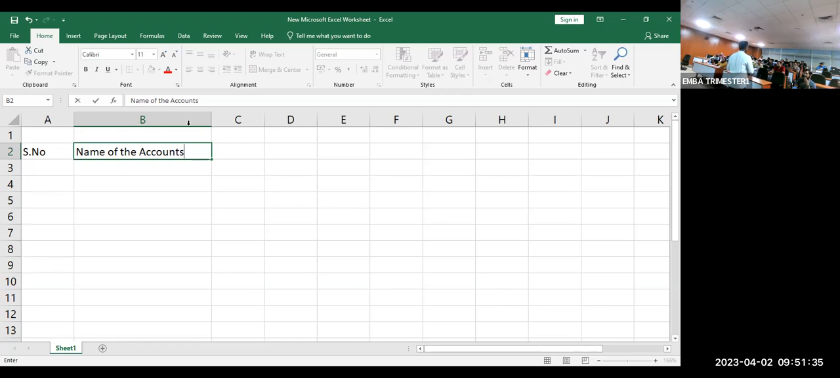Any ledger account which is having a balance, either debit balance or credit balance, will appear in the trial balance. The total of entries in the debit column of the trial balance and that of the credit column of the trial balance should be one and the same, should be matching with each other. Why should it match with each other?